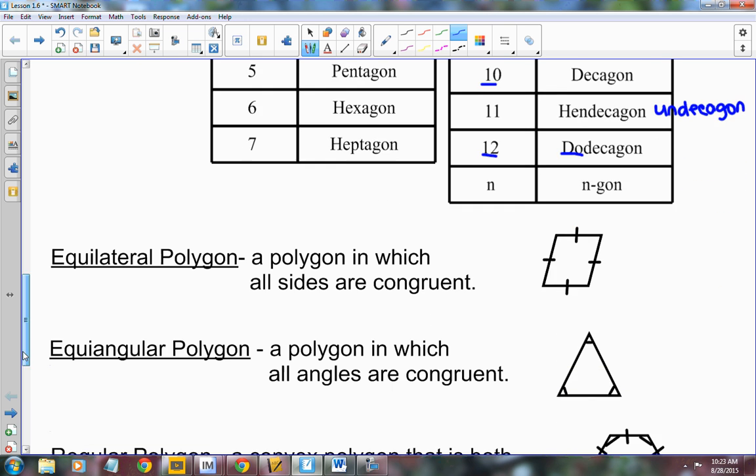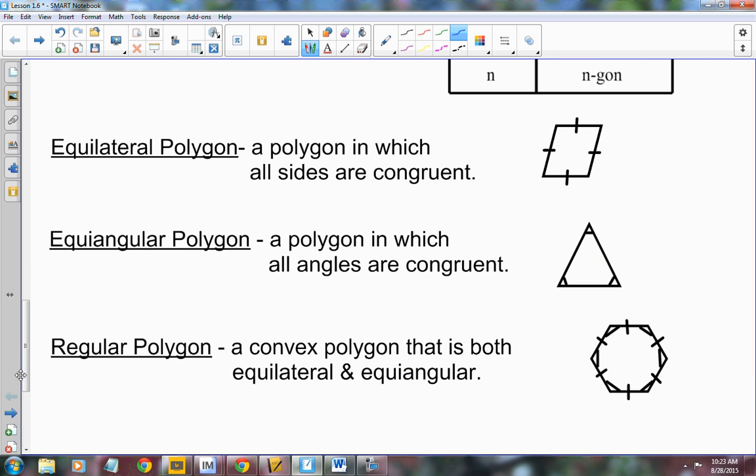All right, now, an equilateral polygon is one that has all sides that are congruent. Equi means equal. Lateral means sides. So it's got equal sides. And then equiangular, again, equi means equal, and angular means angle. So that's a polygon with all the angles that are congruent.